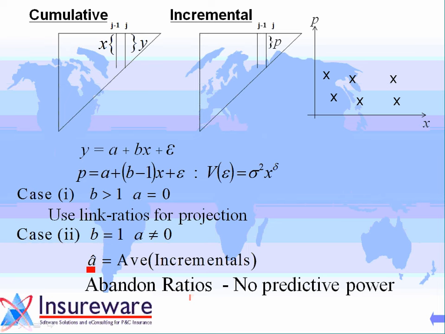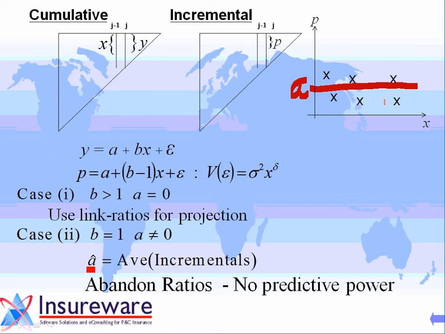Okay. So what we're saying here graphically is that we've got an intercept term here, and around that, those incrementals are scattered randomly. We're not actually needing the link ratios.